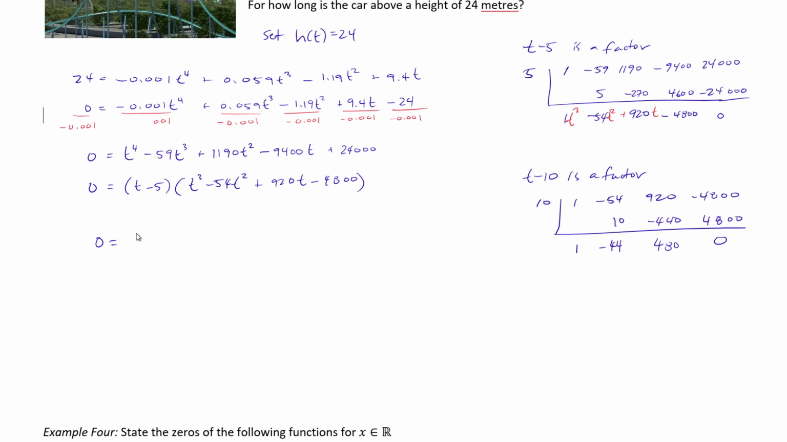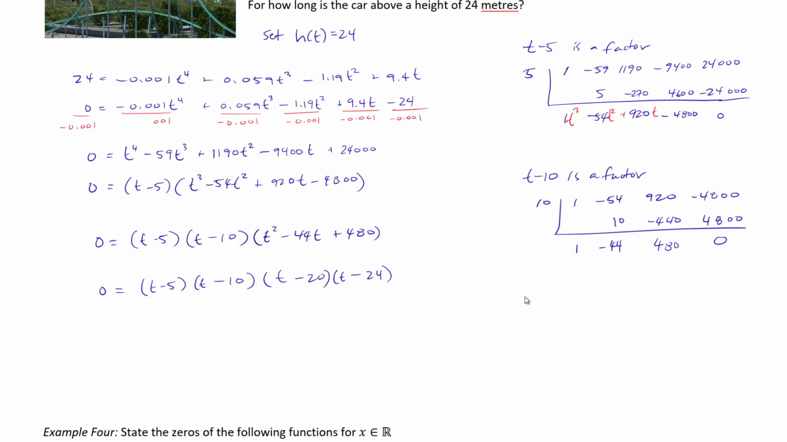Okay, so almost done. t minus 5, t minus 10, and then I end up with t squared minus 44t plus 480. You could spend some time thinking about two numbers that multiply to 480 and add to negative 44. If you find those numbers, you'd have t minus 20 and t minus 24. The 48 is a bit of a giveaway, because 48 is 2 times 24, but because we have the 0 there, it's 20 times 24, and those two add to negative 44.